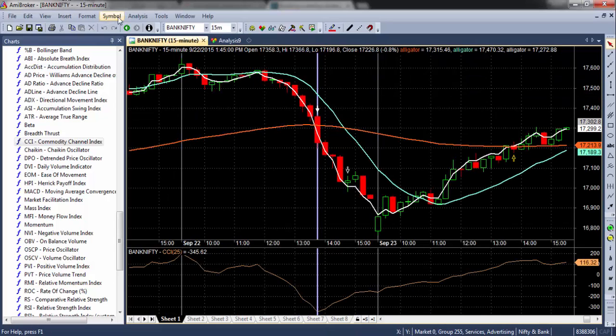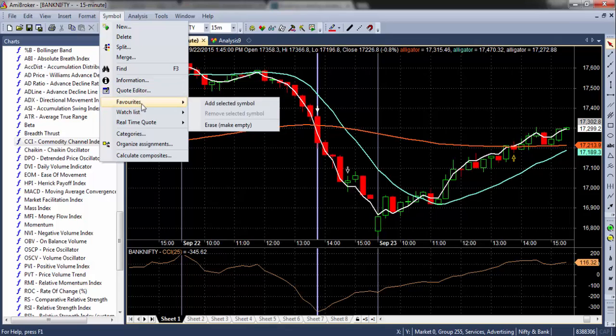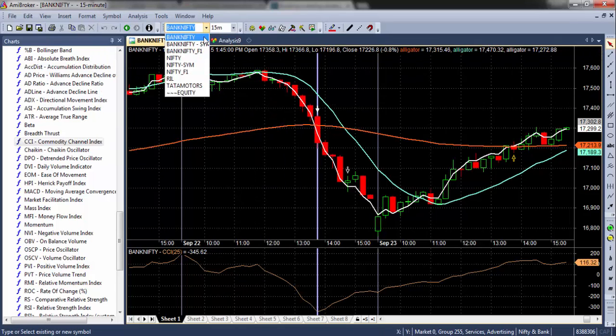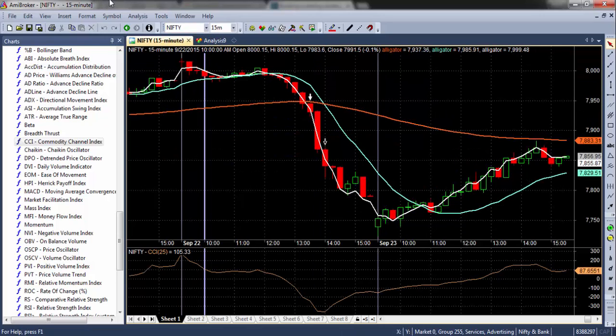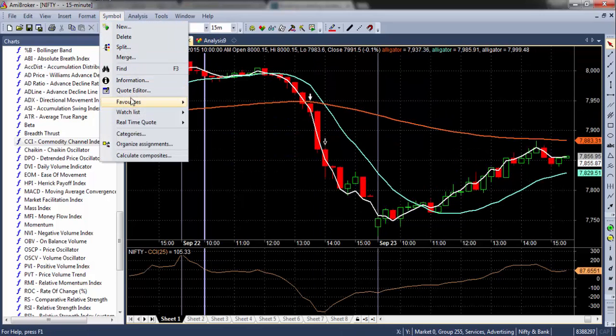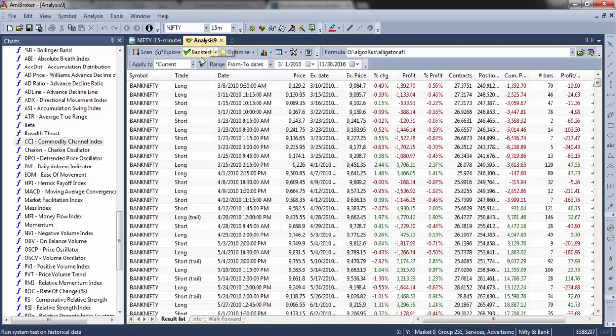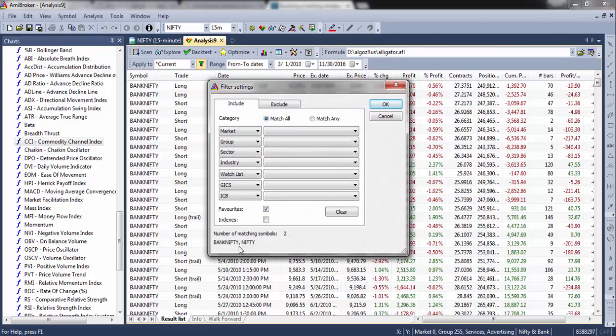You can do that by, first let me just show you a couple of steps. You select the symbols that you're going to be doing this test on. So I'm going to be doing it on Bank Nifty. Go to symbols, favorites, add selected symbol, then go to Nifty, that's the other one that I'm going to be doing, and symbol, favorites, add selected symbol. Both of these symbols have been added to favorites. You should be able to see it when you click on define filter. Favorites, yeah, Bank Nifty and Nifty have been defined.